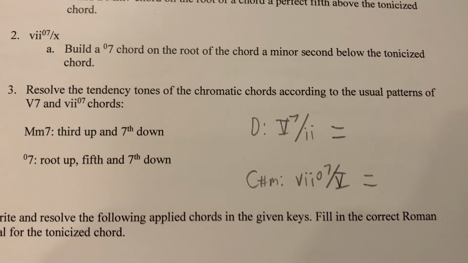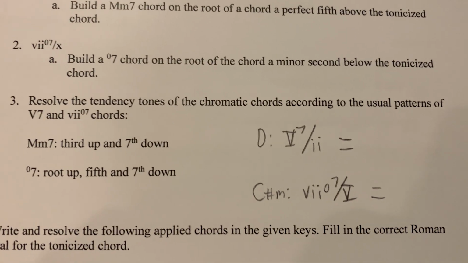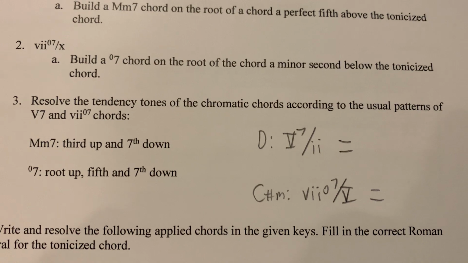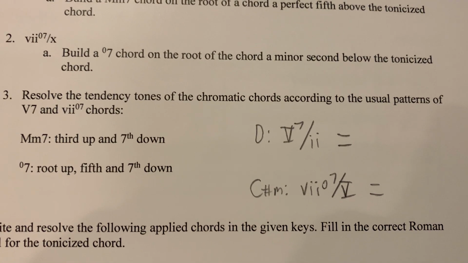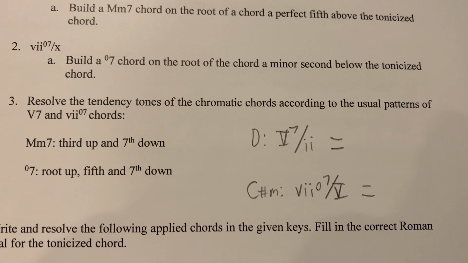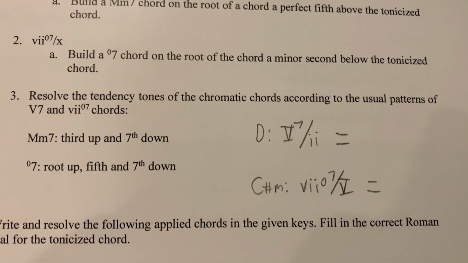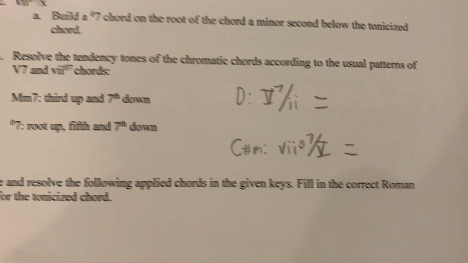All right, now, 7 diminished 7 of X. How do we do this one? This one's even easier, I think. You're going to build a diminished 7th chord type, which again is all minor thirds, on the root of a chord a minor 2nd below the tonicized chord. Okay, so now diminished 7th, and now a minor 2nd below the tonicized chord.